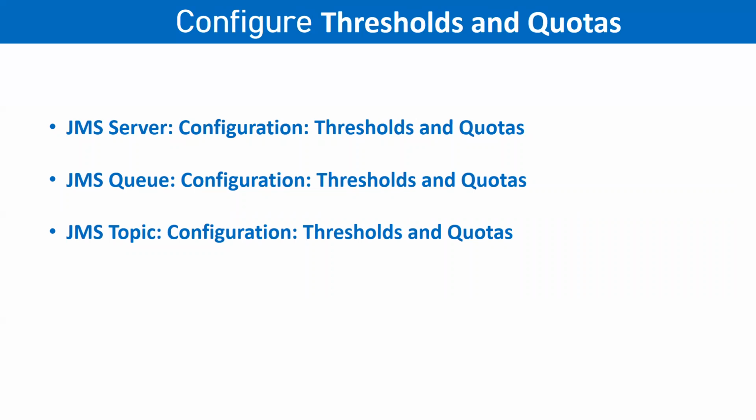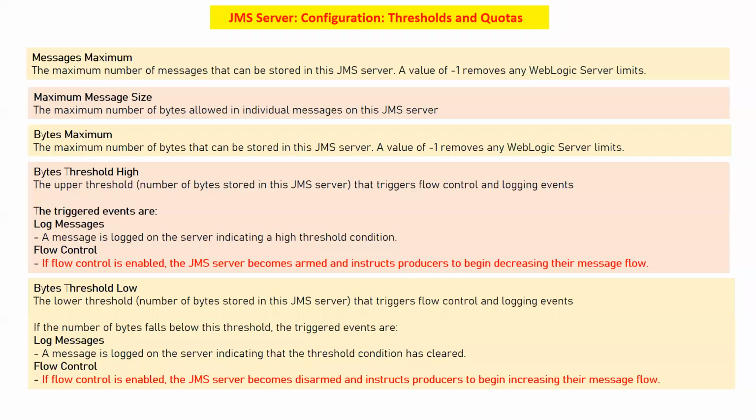So what all we are going to configure for this kind of flow control is: for the JMS server we are configuring threshold and quotas. Similarly, for the JMS queue we are configuring threshold and quotas, and for the JMS topic we are also configuring threshold and quotas. Now when we talk about the JMS server, we will go with the JMS server and the queue, and the topic would also be the same as the queue.